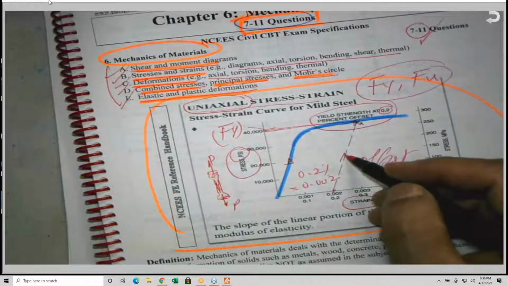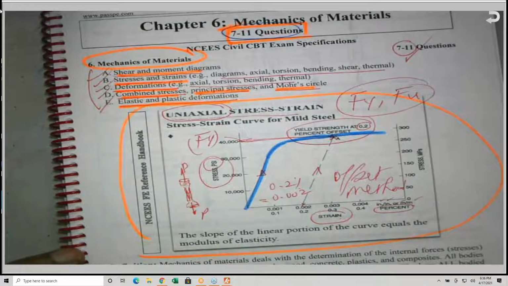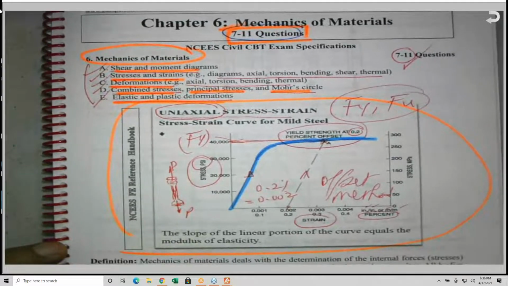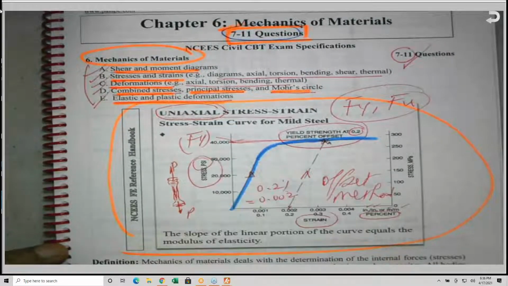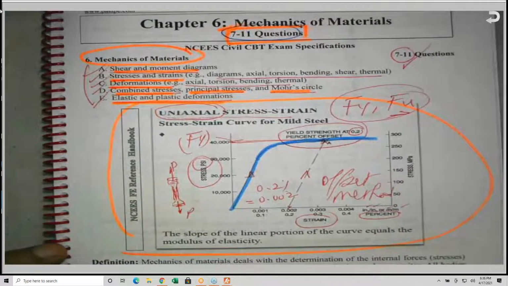But if the material has a well-defined yield point, which we are going to see later on, we are going to use the lower yield point as a criterion to determine the yield. So this is F sub Y. The F sub U is the ultimate, the tensile strength, as we're going to see in the following diagrams. So I need you to be aware of that.